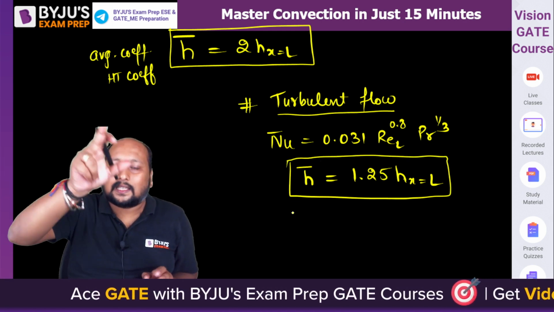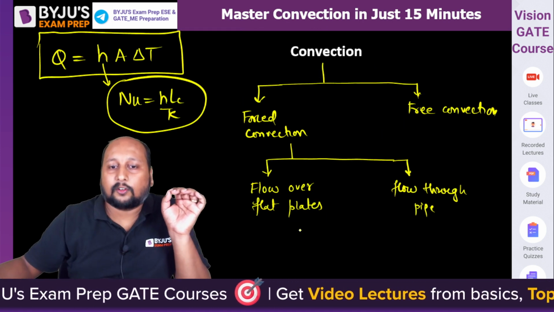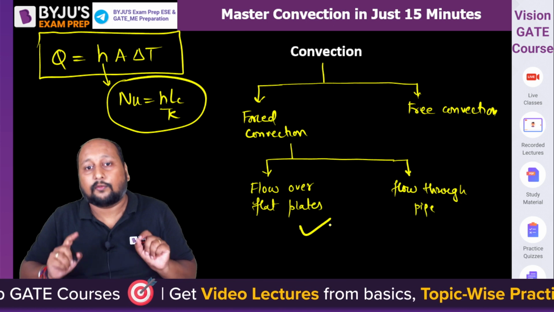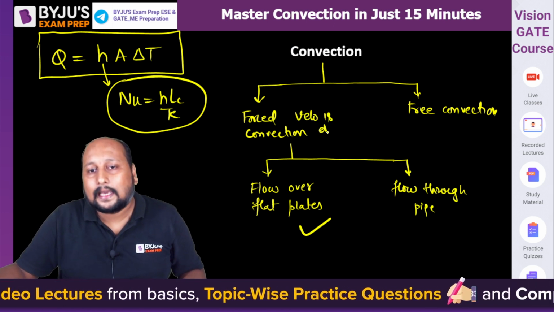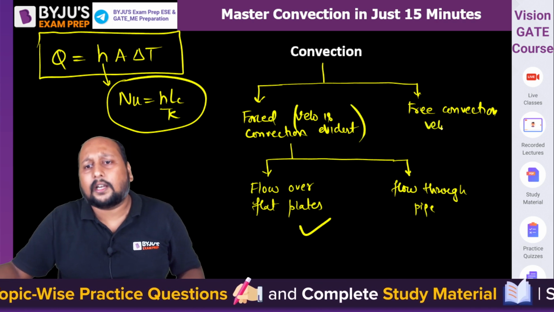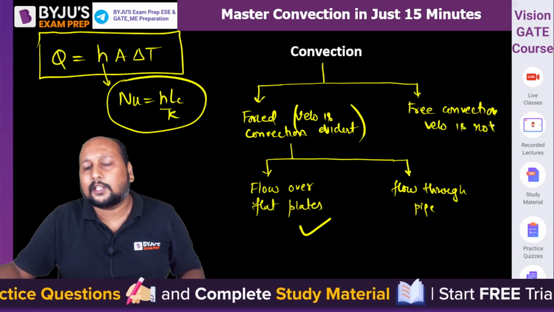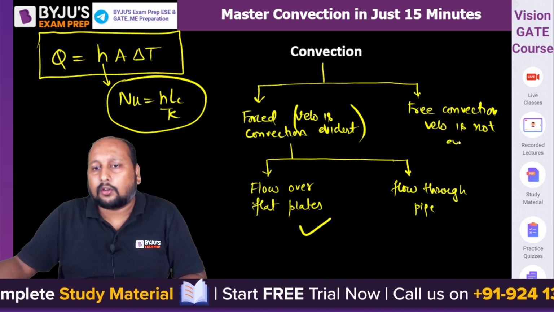So this is the complete discussion of flow over flat plates under forced convection. Forced convection means velocity is evident. Under free convection, velocity is not evident. That means the velocity is present, but it does not have a large magnitude.